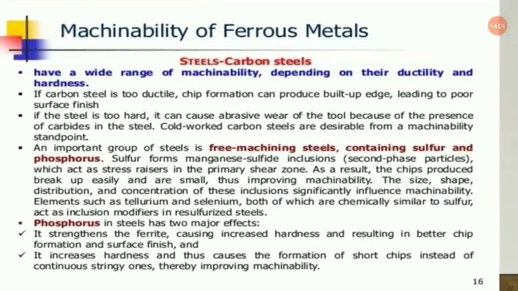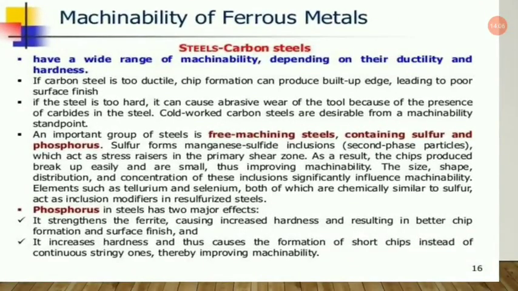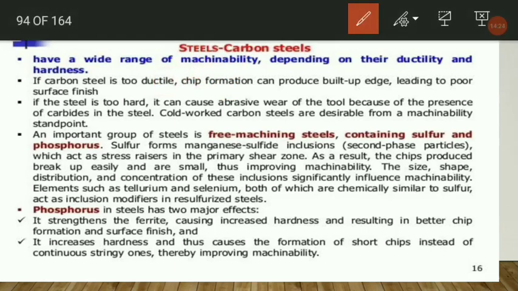Now previously we have discussed the machinability of non-ferrous metals. Now let us discuss the machinability of ferrous metals. Ferrous metals means steel, carbon metals, or iron, which is basically the primary base metal of ferrous metals. There is a wide range of machinability depending on their ductility and hardness, as you can see over here. If a carbon steel is too ductile, chip formation can produce built-up edge leading to poor surface finish.